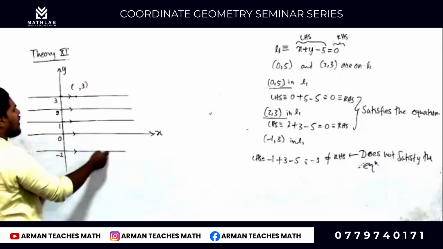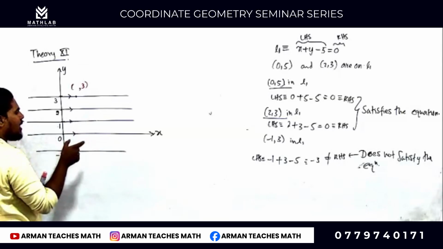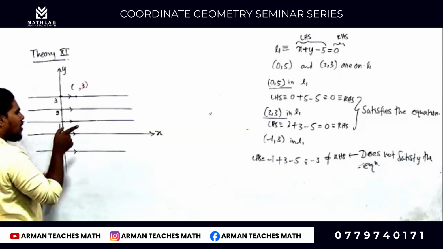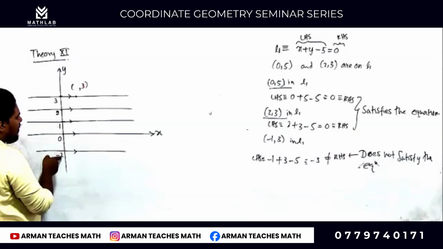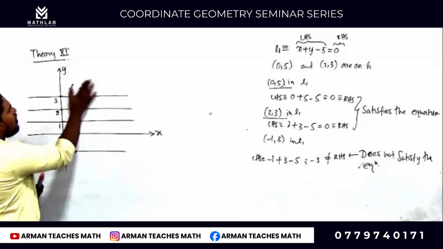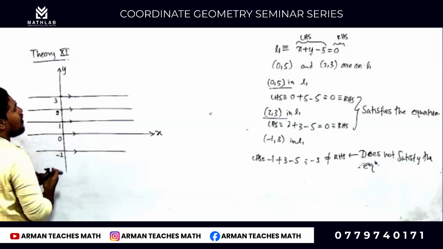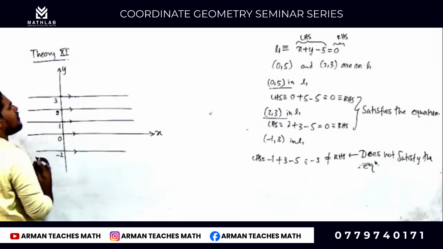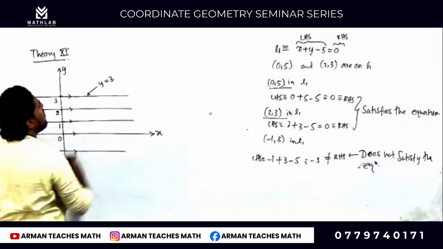Whatever the point we select on a straight line which is parallel to the x-axis, the y coordinate is a constant. What is that y coordinate? The value that is here. So the y coordinate doesn't change, the x coordinate changes. If you do the calculations and derive the equation of the straight line, I'm not going to derive it, you will see the equation is going to be y equals 3.